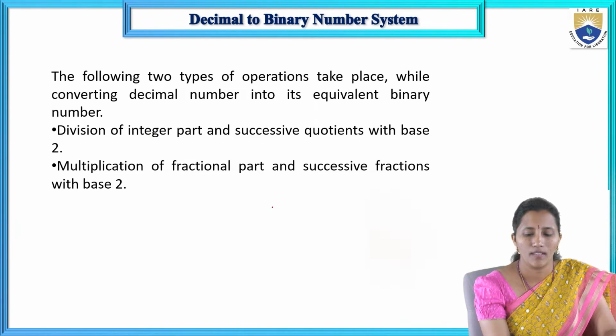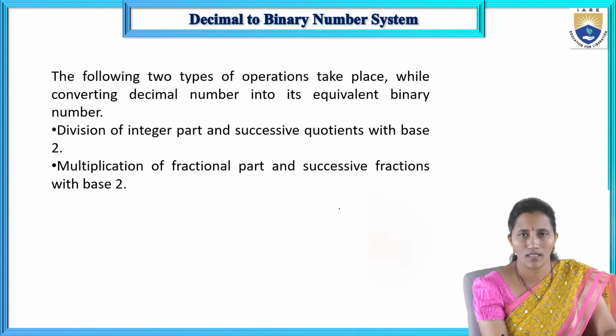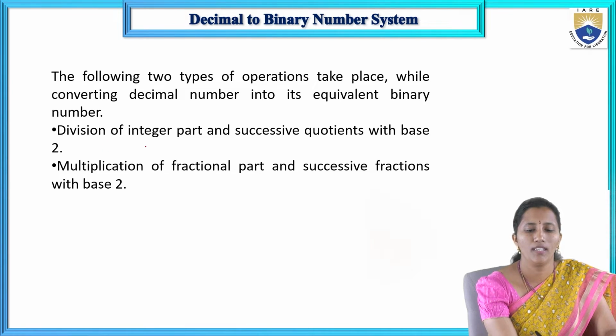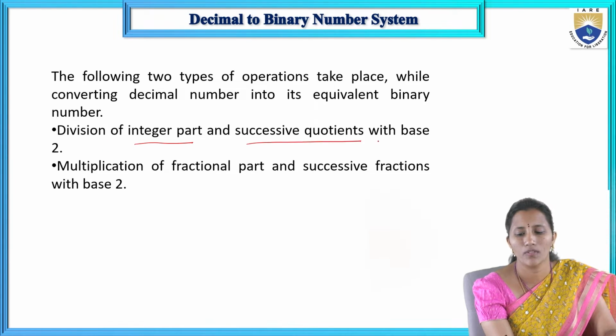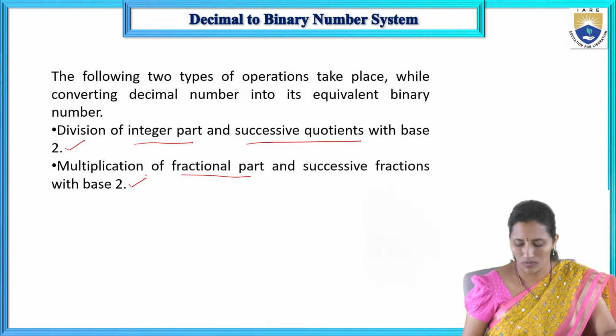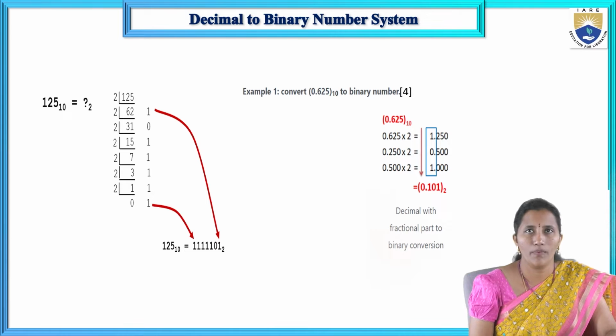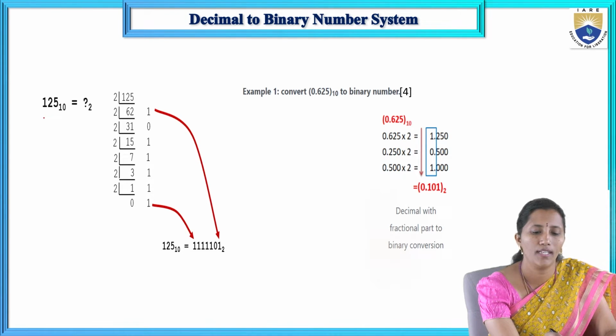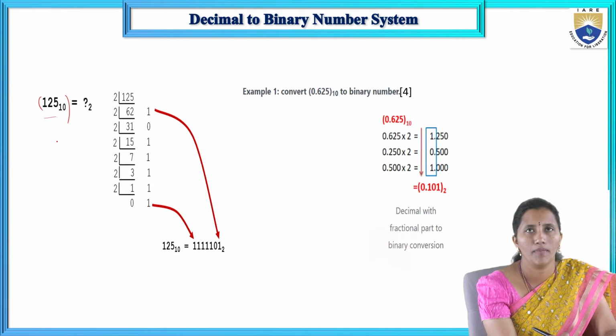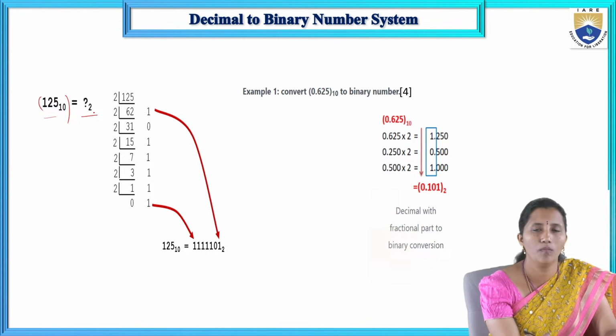We have two parts here. If it has an integer part as well as a fractional part, first divide the integer part and successive quotients by base 2. For the fractional part, we have to multiply that fractional part and successive fractions by the base 2. For example, here I have only the integer part, 125. This is the decimal number I want to convert into a binary number.